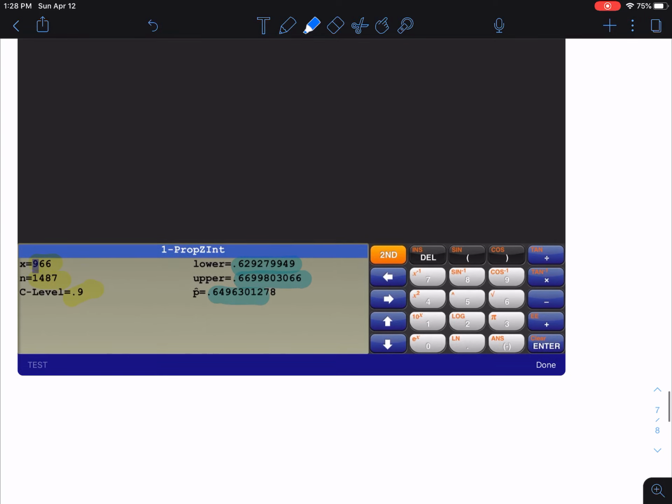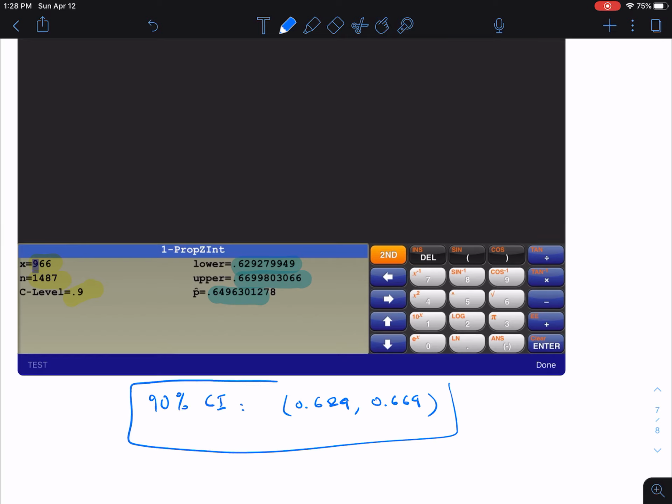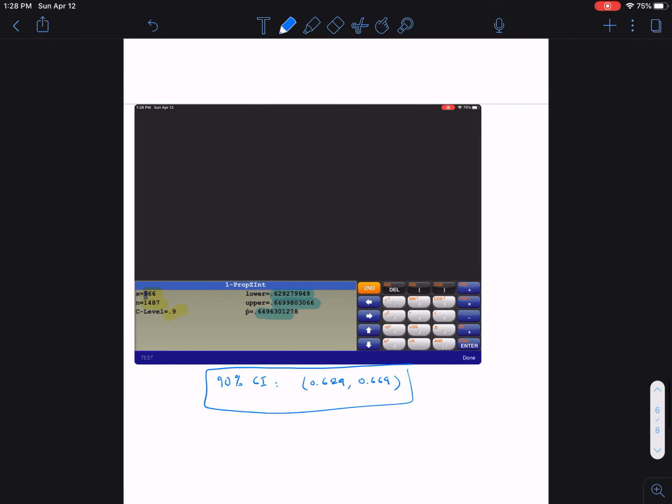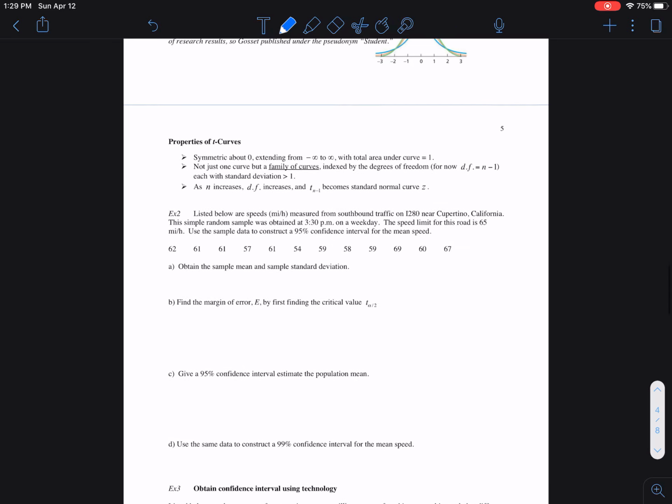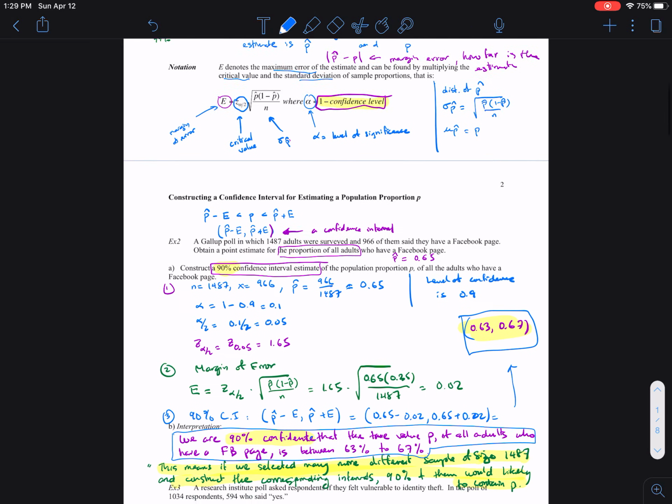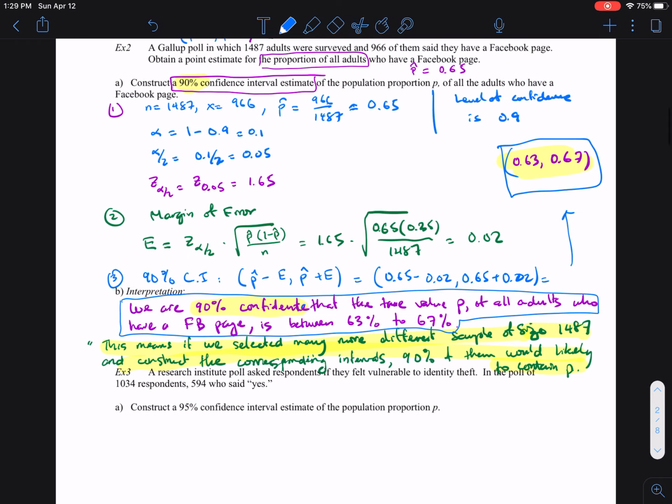So what that means is our 90% confidence interval now is going to be from 0.629 to 0.669, and that's going to be the answer there. So this takes about a few button clicks to get the answer. It's going to help you a lot on some of the problems to check your work, whether you got the correct answer or not. But this is what we're looking at in terms of the work, going through these steps here. Okay.